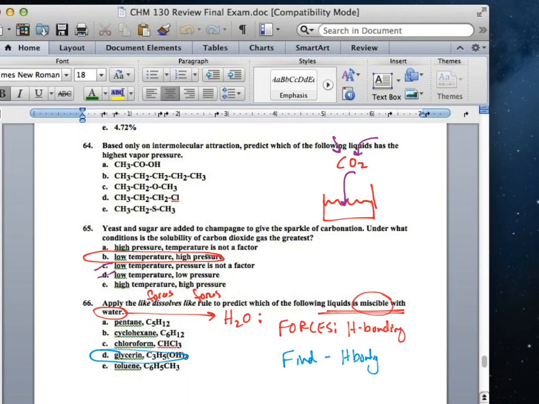Based only on questions on that one. Okay. Based only on intermolecular attraction. Hey, look at that, another cool question. Intermolecular attraction, also known as forces. Predict which of the following liquids has the highest vapor pressure.